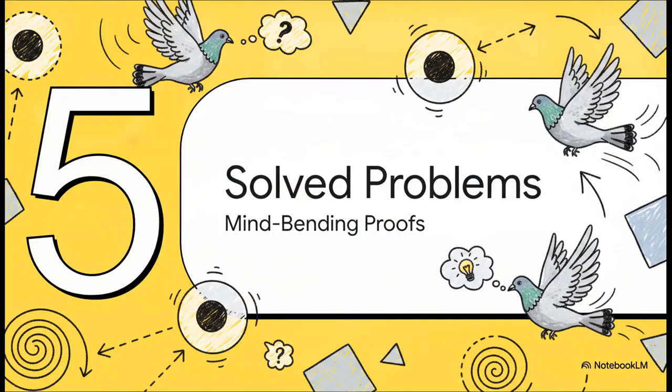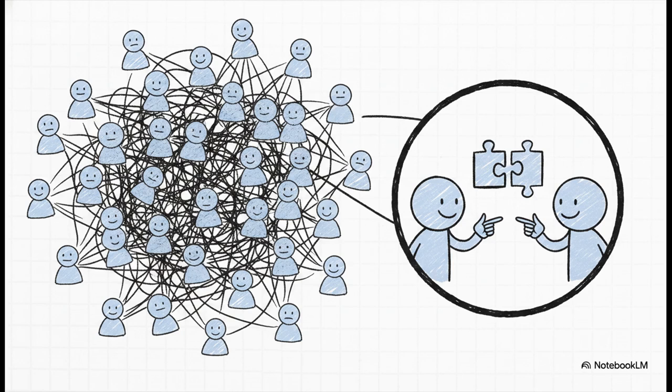Section 5. Mind-bending solved problems. Take this one, for instance. It is a mathematical fact that in any closed group of 1,001 people, at least 2 individuals have the exact same number of friends within that group. Now, how do we know this for sure?